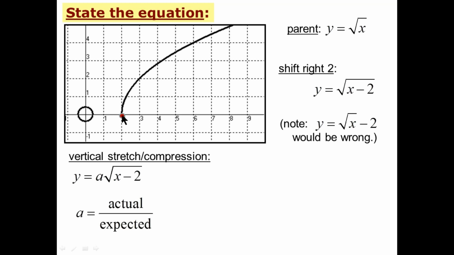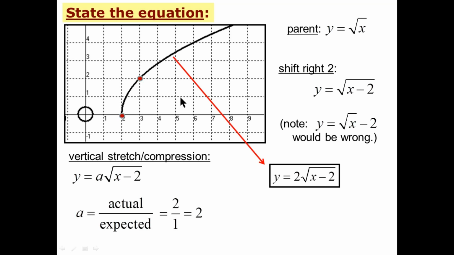Well, if I went to the vertex point and I displaced 1 to the right, since it's a root function, I would expect to go up root 1. I would expect to go up 1, because that's the square root of 1. But I don't go up 1, I go up 2. So I actually went up 2 when I expected to go up 1. So actual over expected is 2 over 1. So the a value is 2, and we can write our equation.